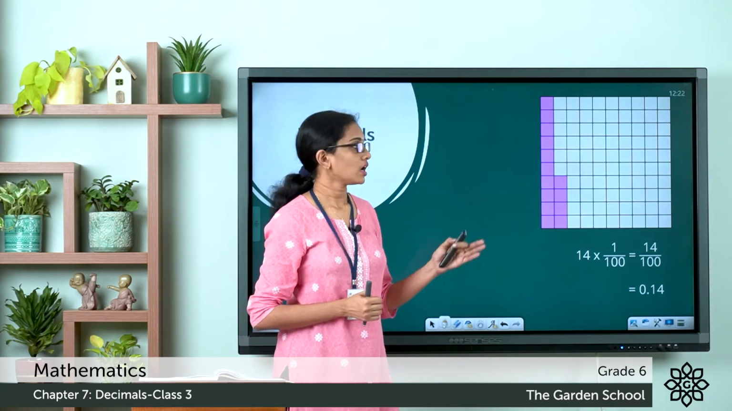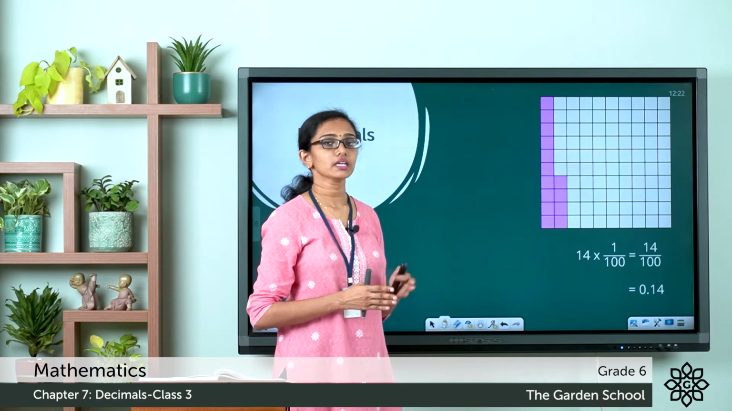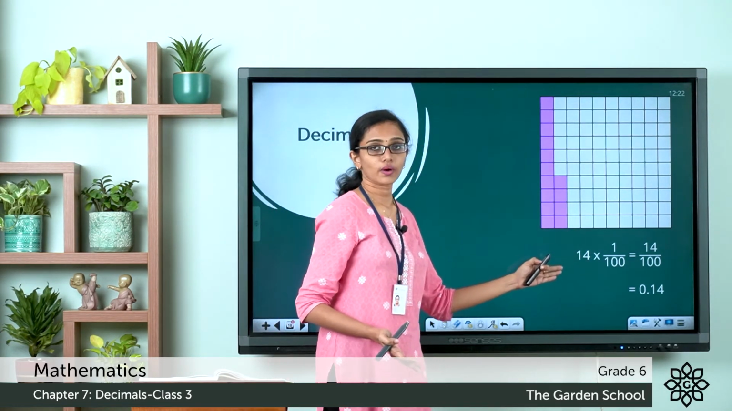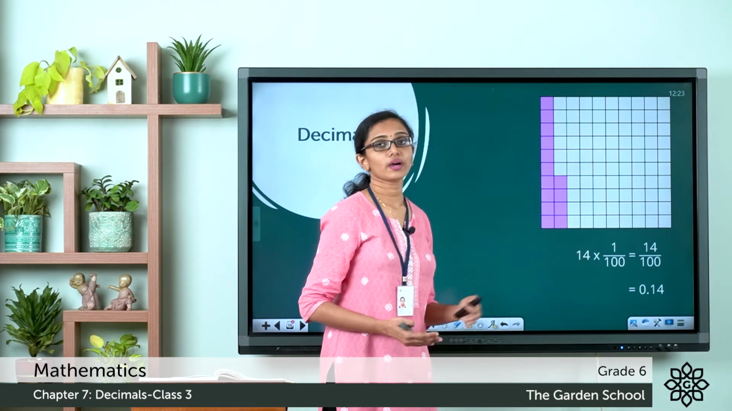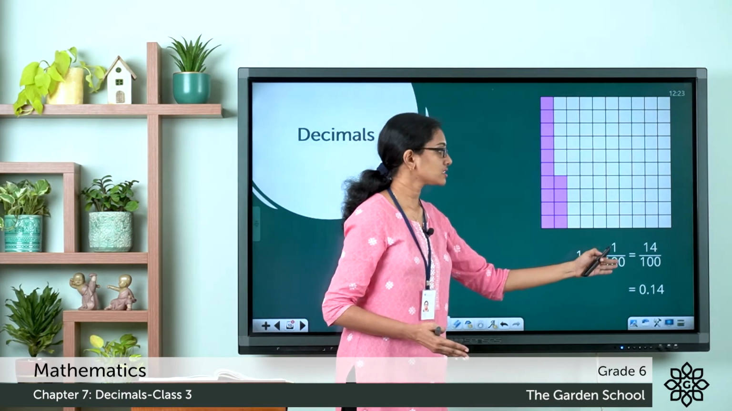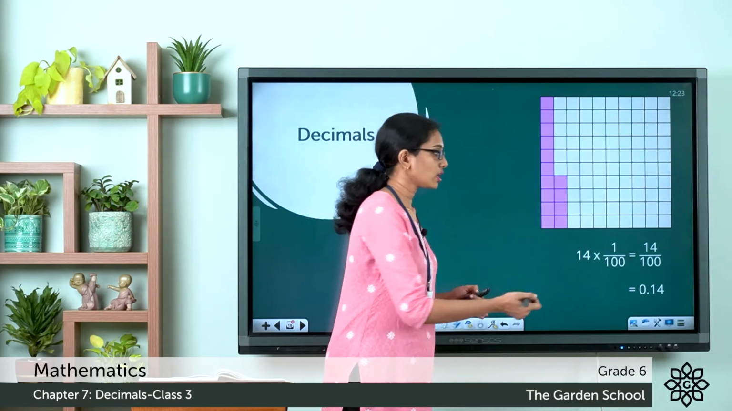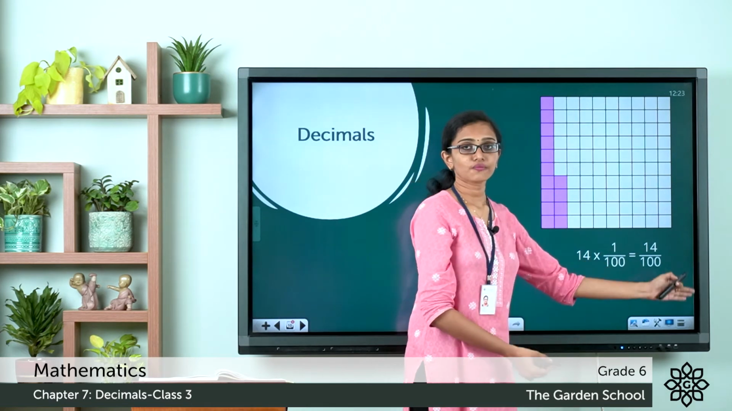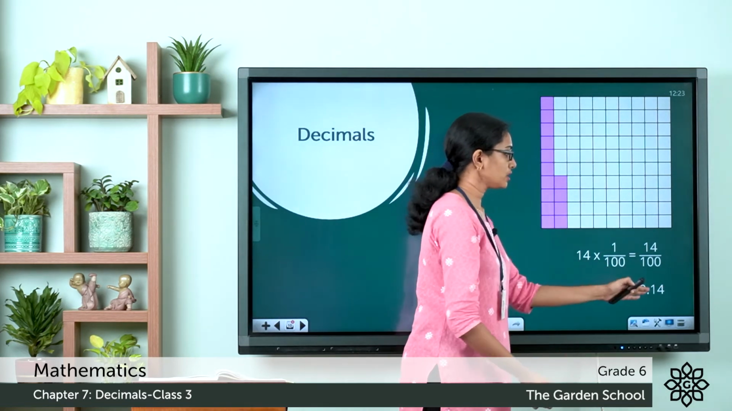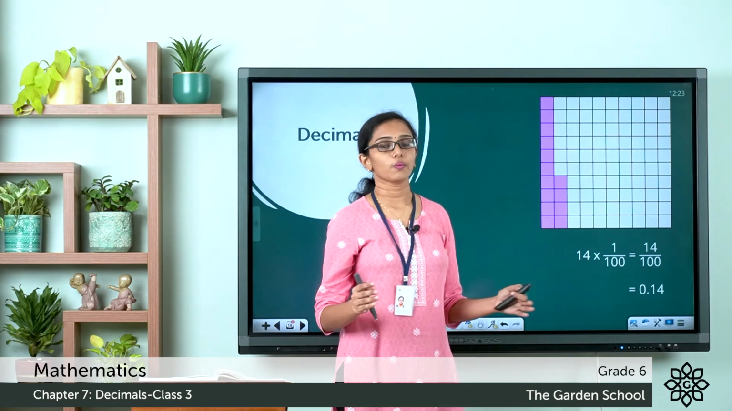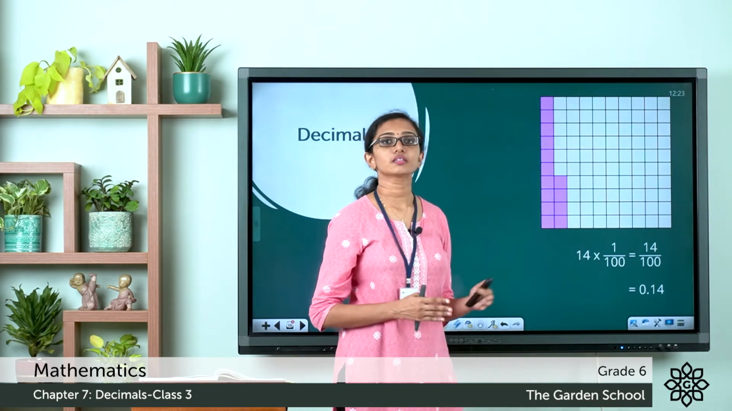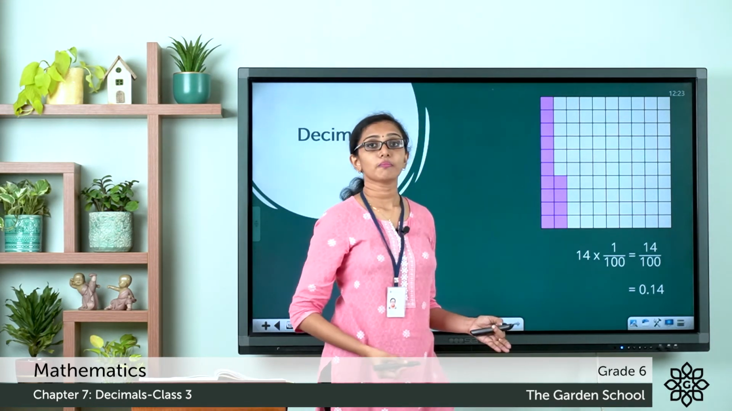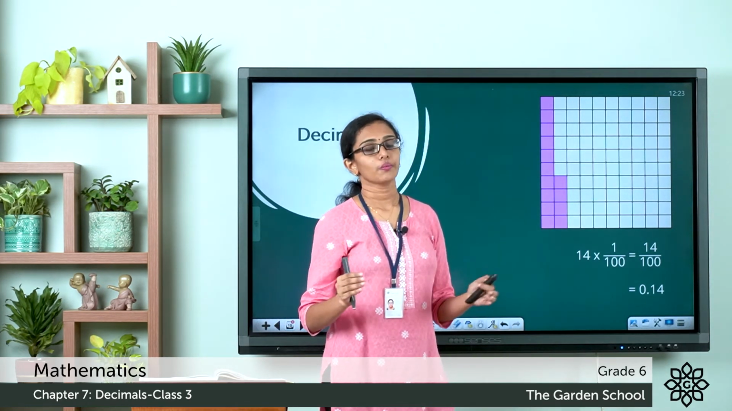Now how do you represent the value of this shaded part? That would be equal to 14 into 1 by 100. Why? 14 squares are shaded here. The value of each square is 1 by 100 and that is equal to 14 by 100. So here you are dividing by 100. So there are 2 zeros. So count 2 places from right to left and put the decimal point and you get the value is equal to 0.14. 14 by 100 is equal to 0.14. So the value represented by the shaded part here is equal to 0.14.